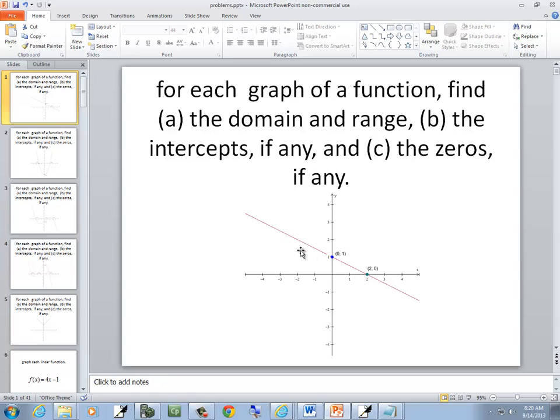Now when you're talking about lines, unless you're talking about the oddball cases, which are the vertical lines up and down and the horizontal lines side to side, your domain and range is always -infinity, +infinity.